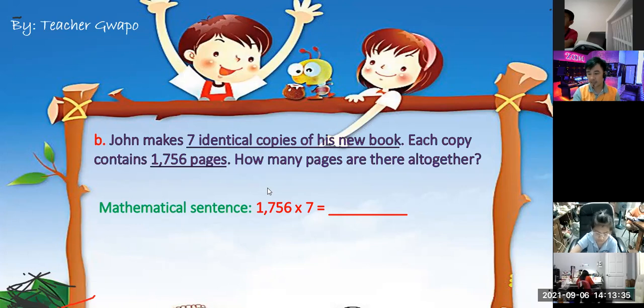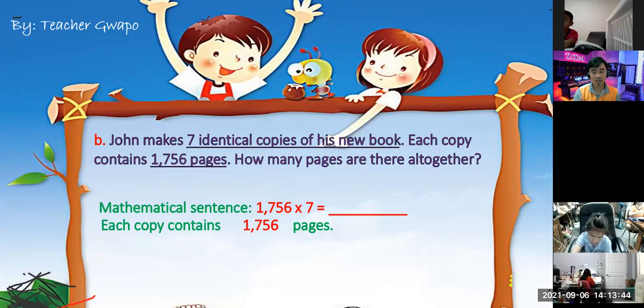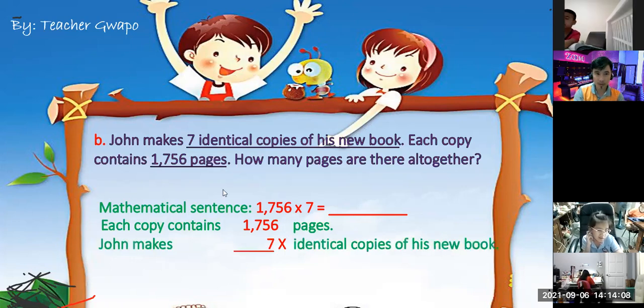Again, 1,756 times 7. Now, we will write first the number of pages. How many pages? Each copy contains 1,756 pages, or let's say each book has 1,756 pages, just one book. Now, the question here is, how many pages are there altogether in 7 books? 7 books. Now, here we go. Now, we will multiply.